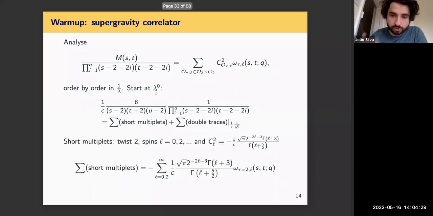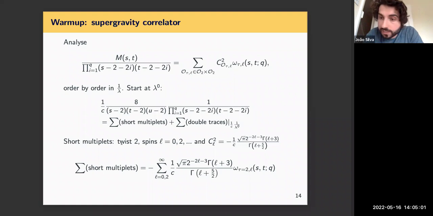Okay, so as I was telling you, we want to study these stringy corrections. So we better understand the supergravity correlator first using the dispersion relations, and then we'll go for the more complicated stuff. So for the supergravity correlator, we want to analyze this equation. And for M, we plug on the left-hand side this expression for the correlator. That's well known, that has poles. And so in this case, on the right-hand side, what should we put? What we should put there, the short multiplets.